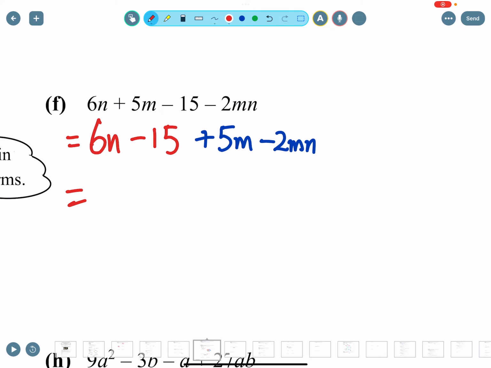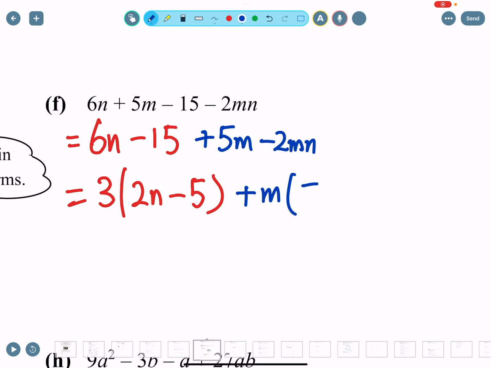All right, so I paired it up. 6n minus 15. I can factorize 3 out. 6 divided by 3 is 2. 2n minus 15 divided by 3 is 5. Then for the blue part, I can factorize m. I have 5 here, minus, take away m, you have negative 2n. Now you will notice that 2n is here, 5 and 5 here, but it's not exactly the same. There's some problem here. The problem is the negative. The negative is on the 5 here, but the negative is on the 2n here. So you have to find a way to switch the sign, what we call it. So this one requires some trick.